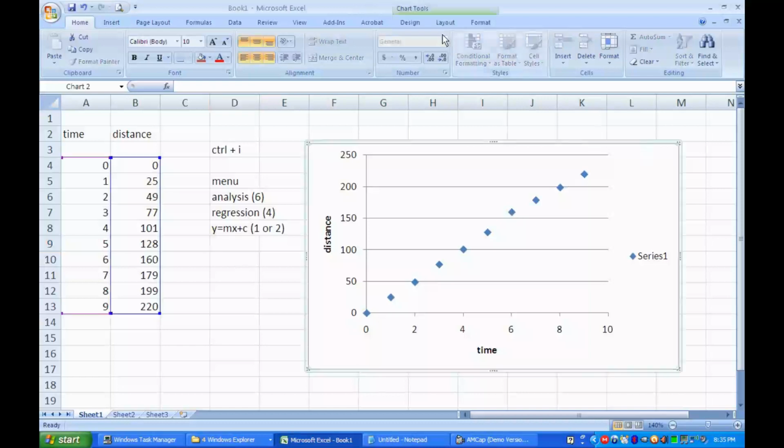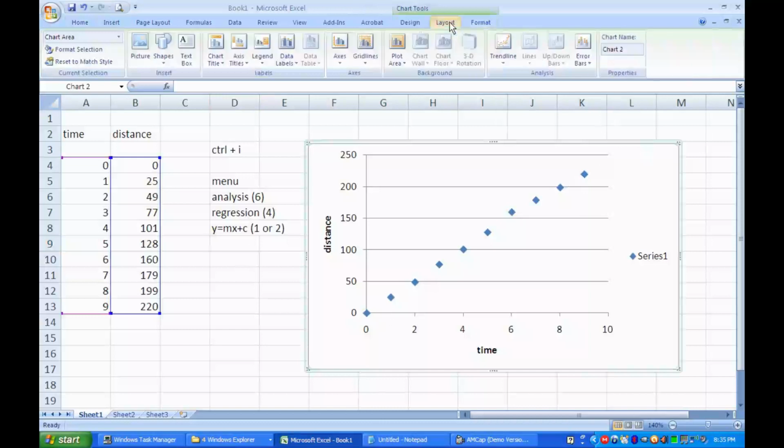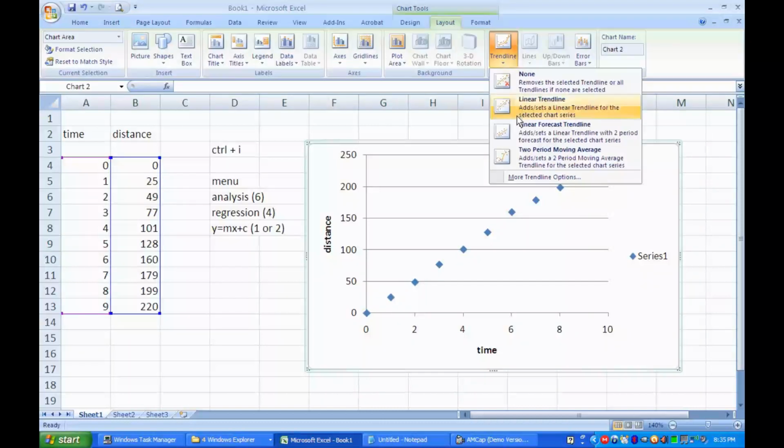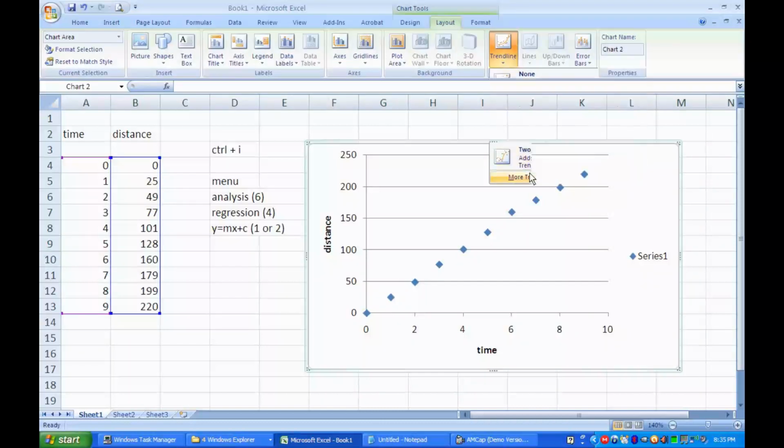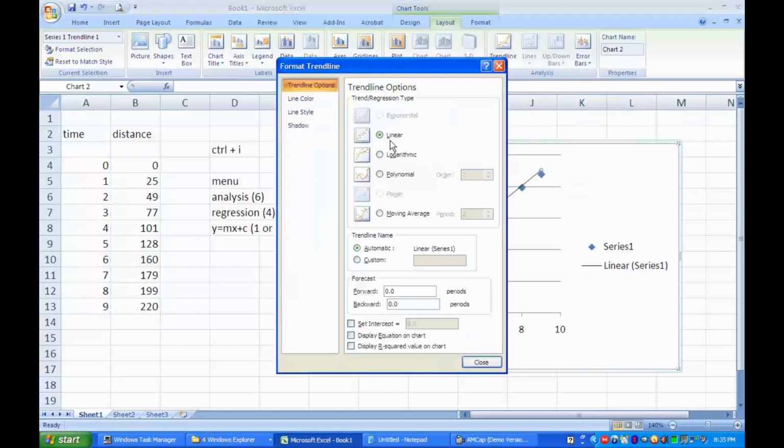Now in Excel it's a little bit different, and if I can remember where it is, it's been some time. Here we go, trend line. So I'll go to more trend line options, so we'll say we want to fit a linear trend line, and let's say display equation on chart, display r squared value on chart.